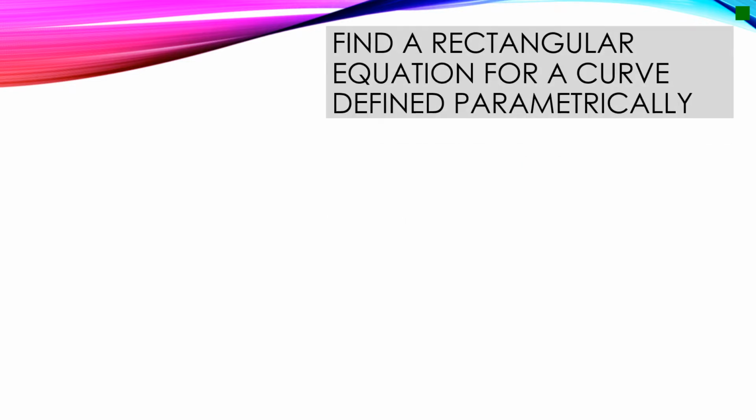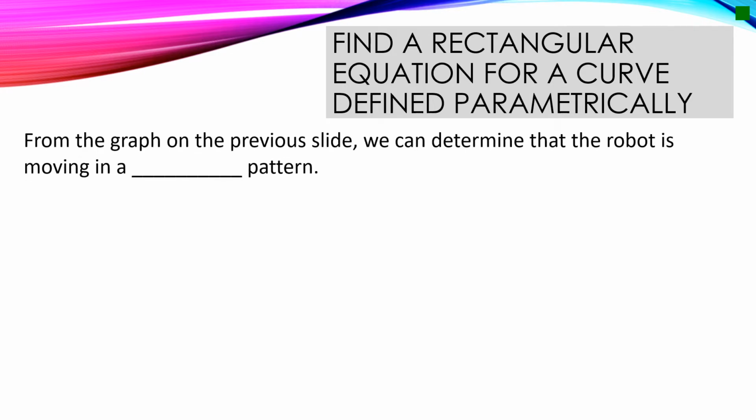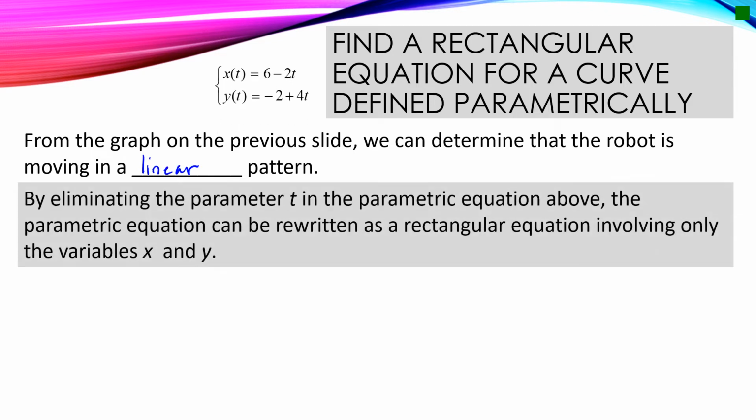So on the last slide we showed that we are able to graph parametric equations by hand. Now we want to find a rectangular equation for a curve defined parametrically. And from the graph on the previous slide with the robot, we can determine that the robot is moving in a linear pattern. I think you would agree with that. By eliminating the parameter t in the parametric equation above, the parametric equation can be rewritten as a rectangular equation that involves only the variables x and y.